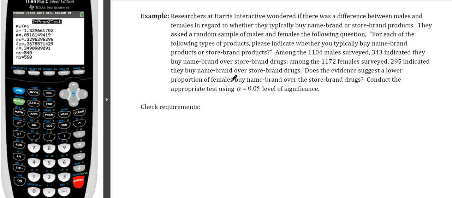All right. Another one, we have researchers at Harris Interactive wonder if there's a difference between males and females in regard to whether they typically buy name brand or store brand products. They asked a random sample of men and women the following question, and according to 1,104 men surveyed, 343 indicated they buy name brand over store brand drugs. And among the 1,172 females surveyed, 295 indicated they buy name brand over store brand. Does evidence suggest a lower proportion of females buy name brand over store brand drugs? Conduct the appropriate tests under alpha 0.05.